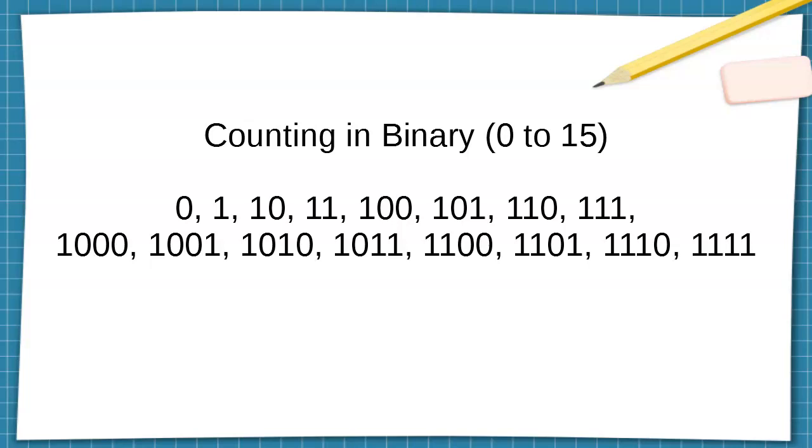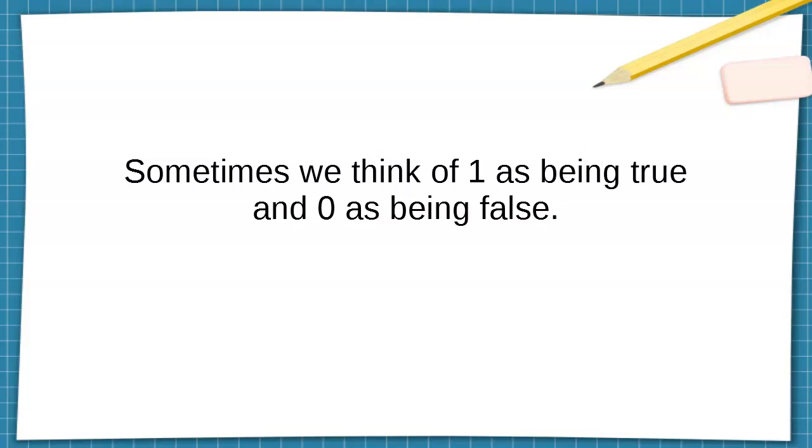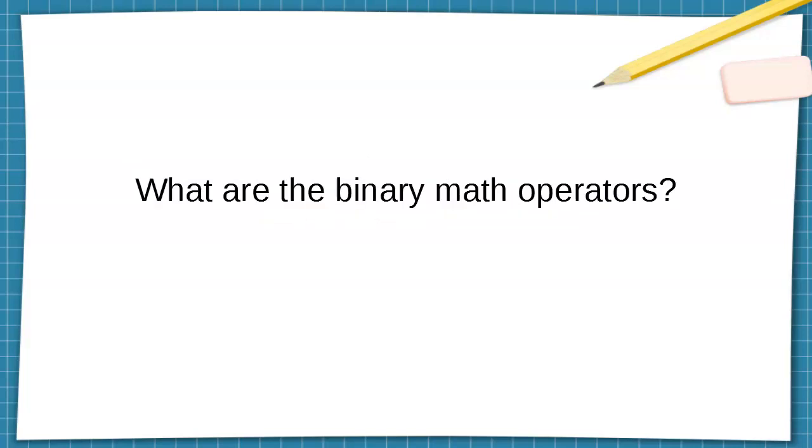So you have 1 plus 2 plus 4 plus 8. So that makes 15. Just like if you had the number 9,999, it would actually be 9,000 plus 900 plus 90 plus 9. So same kind of thing, just adding them up. Sometimes we also like to think of 1 as being true and 0 as being false. Just keep that in mind as you go through computers and do things.